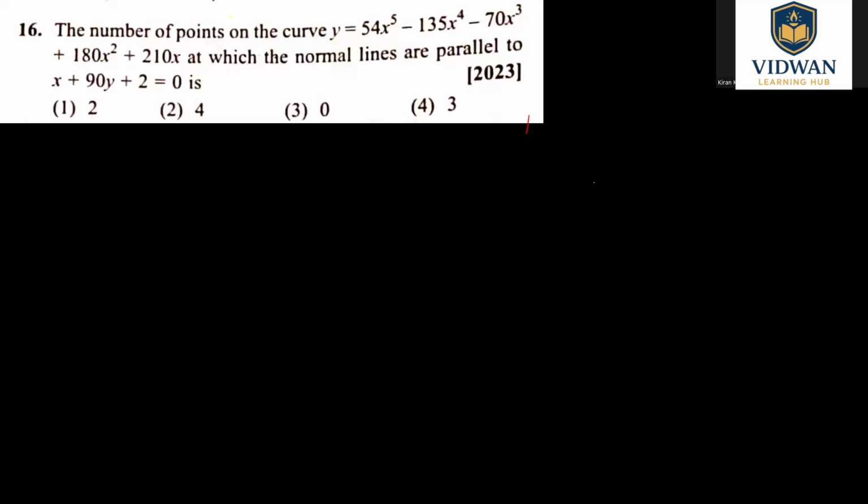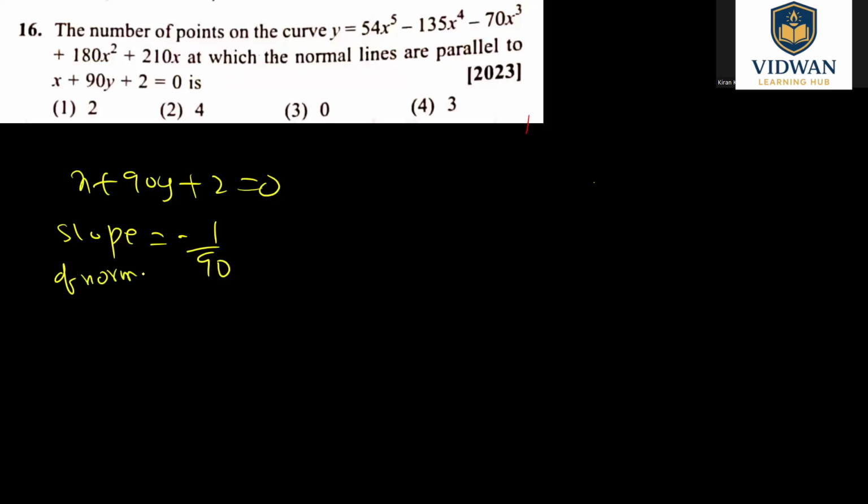So we have to find how many points are there on the curve at which the normal is parallel to this line. So that means what is the slope of the line? We'll first find out x plus 90y plus 2 equal to 0. What will be the slope of this line? So here the slope of this line is minus of x coefficient by y coefficient, minus 1 by 90. So if this is the slope of the given line, normal is parallel to this, they said. So slope of normal should be equal to slope of this line.